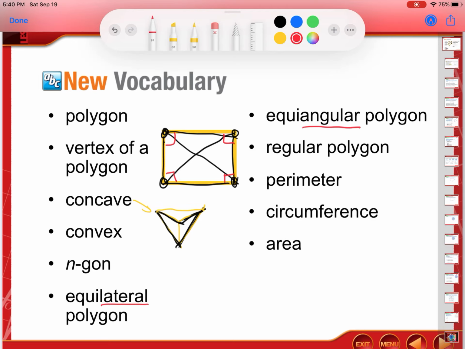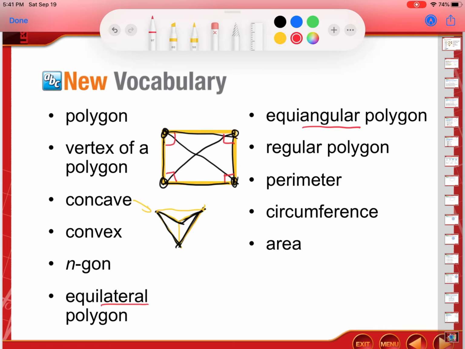Now, a regular polygon is equiangular and equilateral. So a square is a perfect example of a regular polygon. It has all the same side lengths and all the same angle measures. So regular just means it's perfect. It has all the same sides, all the same angles. They're delightful. They're perfect. We love them.